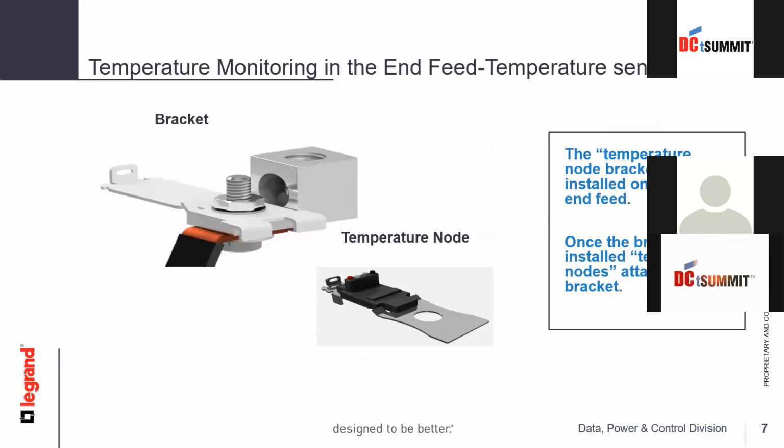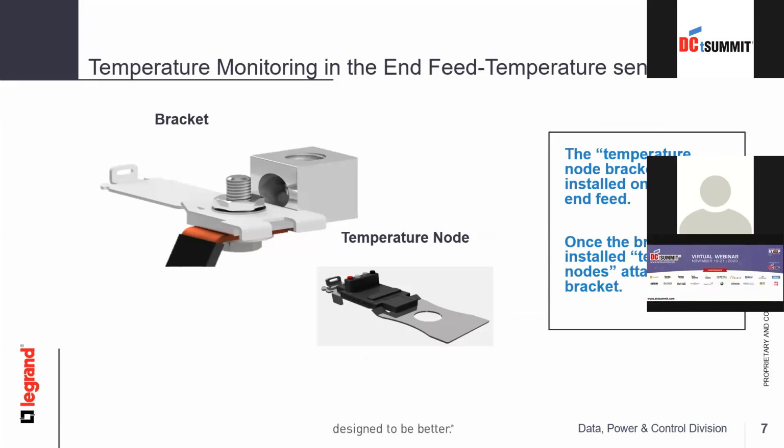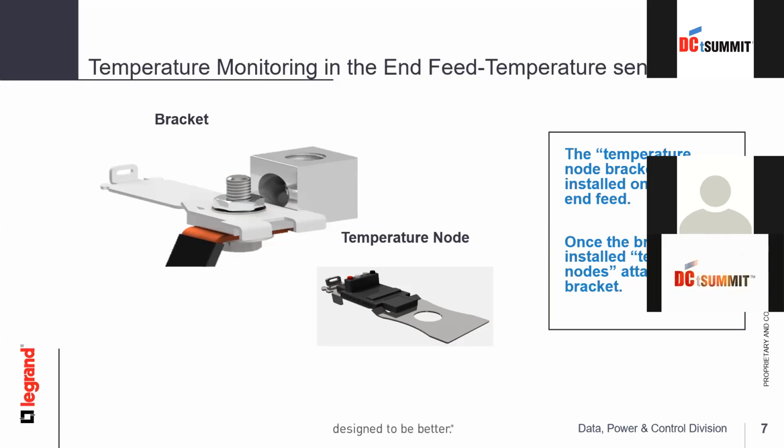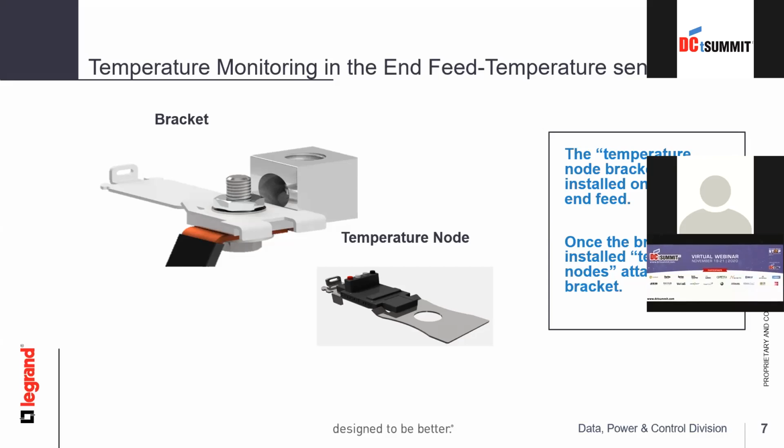Next, we see how to connect the temperature sensors or the temperature nodes. Firstly, the temperature node bracket is installed on the lugs on the infeed. To this bracket, the temperature node is attached. There are actually different types of brackets that are available, such as type J, type F, type G, and type H. And these brackets are dependent on the type of lugs that are there in the infeed unit.